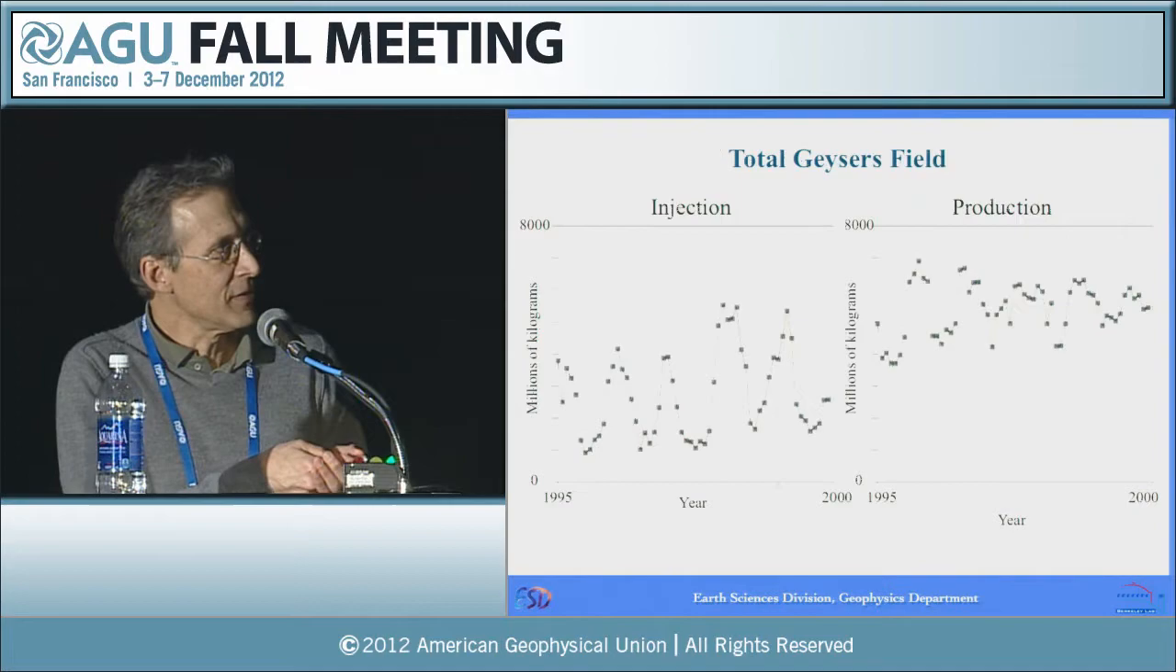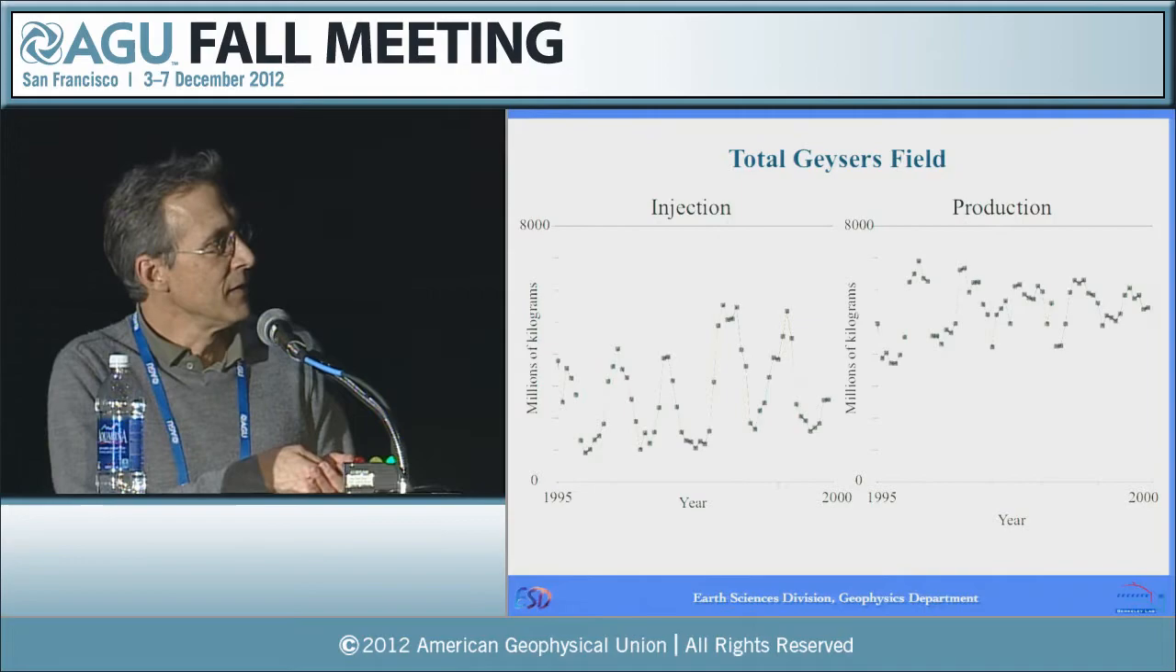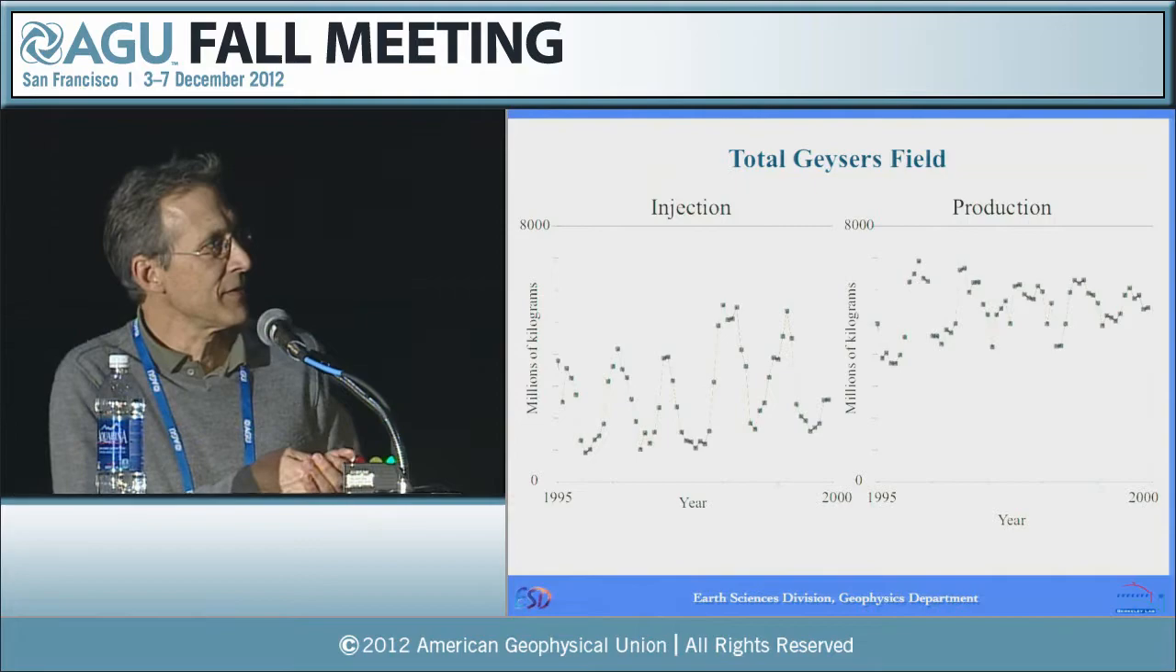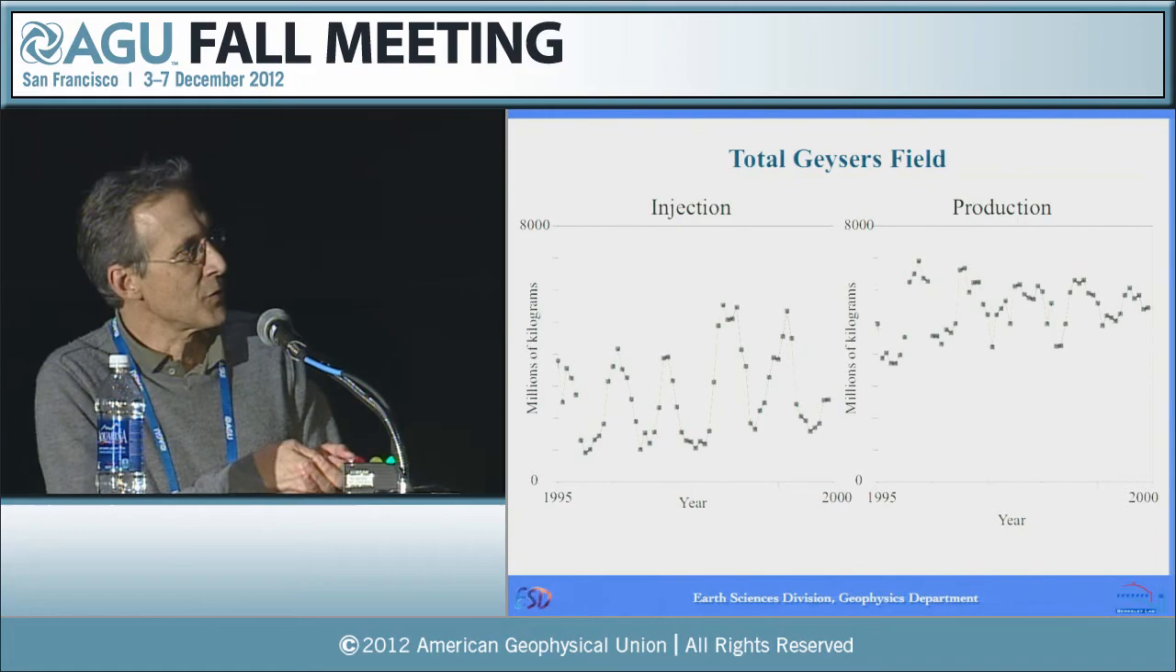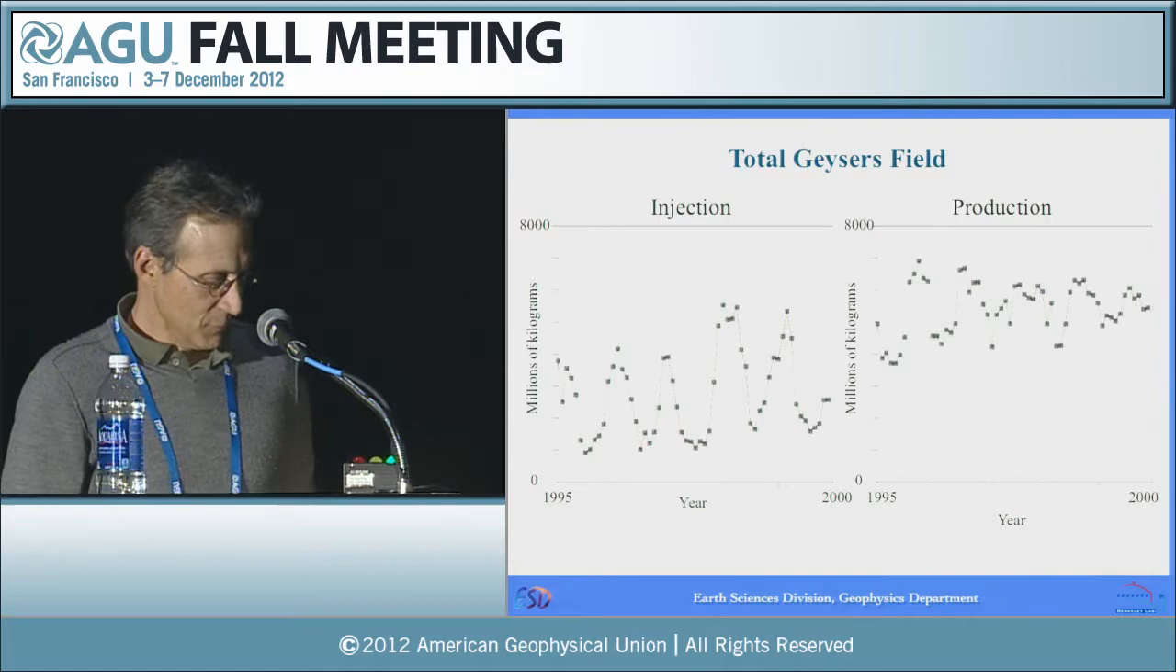And changes in injection and production history. So this is for the same time period, 95 to 2000. This is millions of kilograms injected as a function of time. You can see the periodicity. Depending on the season and the need for power at the geysers, they throttle back injection and production, but in a different fashion. So production changes in one manner and injection changes in another. So we can see this in the surface deformation.